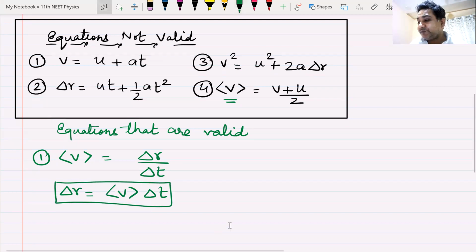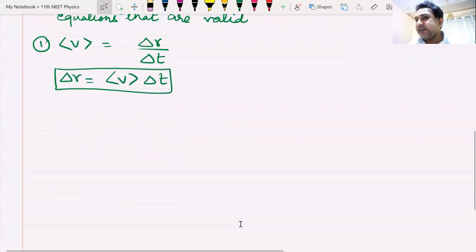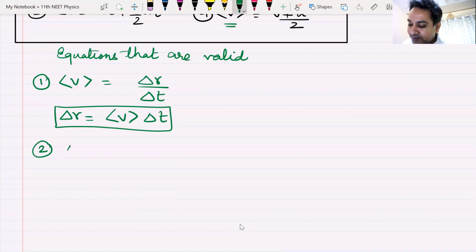Are we getting this? Anyone has any doubts? Please raise your doubts now. This is the time that you raise your doubts. Okay. Equation number 2, which is still valid.